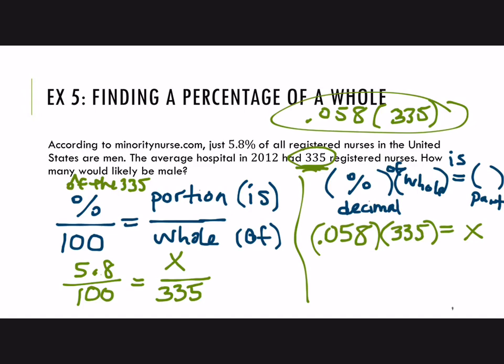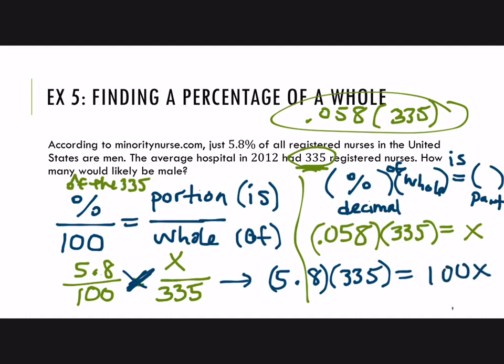Okay, I think you know how to solve an equation like this, but let's review how to solve a proportion. Probably the easiest way to remember is to cross multiply. So you would end up with 5.8 times 335 equals, and then on the other side you have the other part of the cross multiplying, 100 times x. And then to solve, you divide by 100.